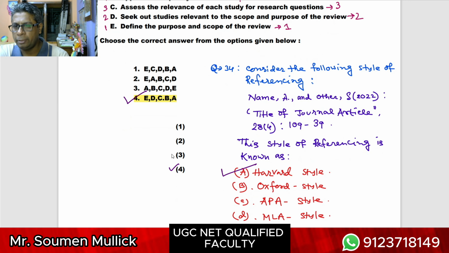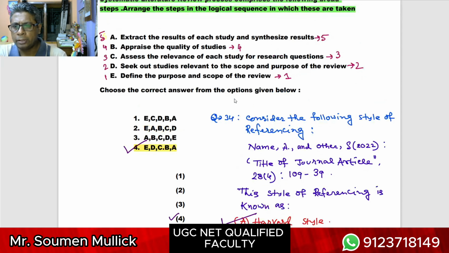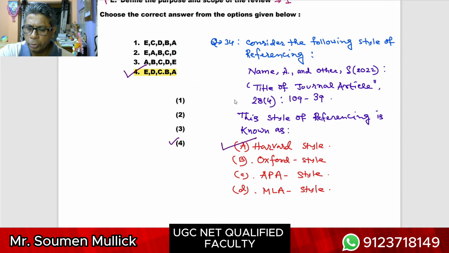And question number 34. In this question paper, they have given the question considering the following style of referencing. Style of referencing: author's name, year 2022, title of the journal article, and then colon and page number. So this style of referencing is known as Harvard style of referencing. In the next class, I will discuss different types of referencing. So these are our important questions based on research and statistics, February 2023 question paper.